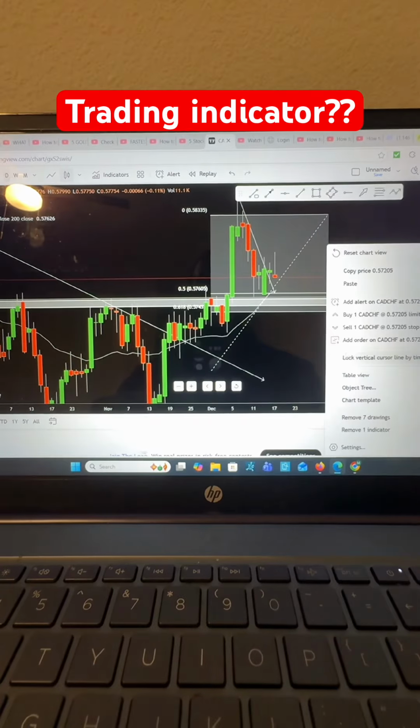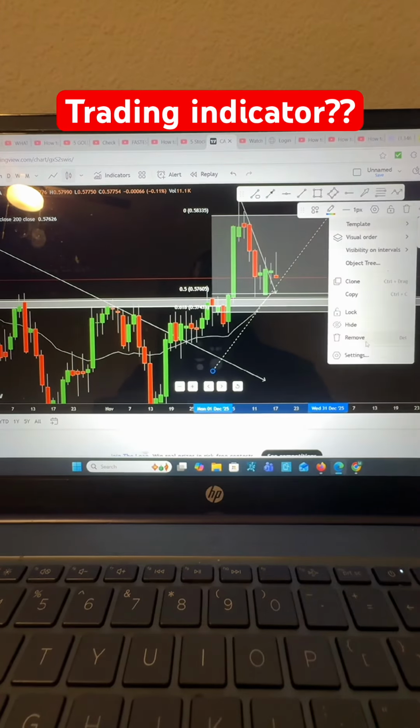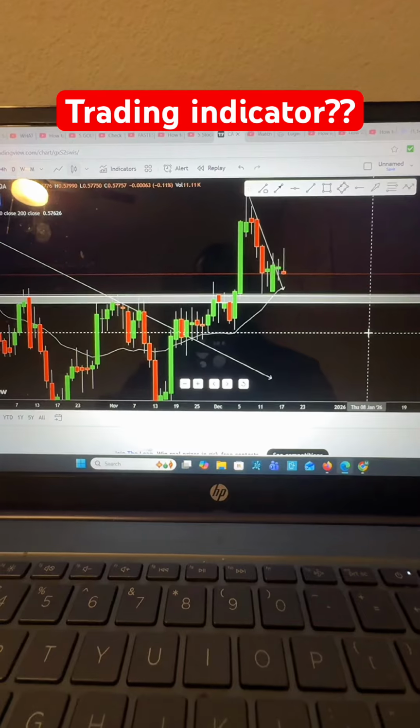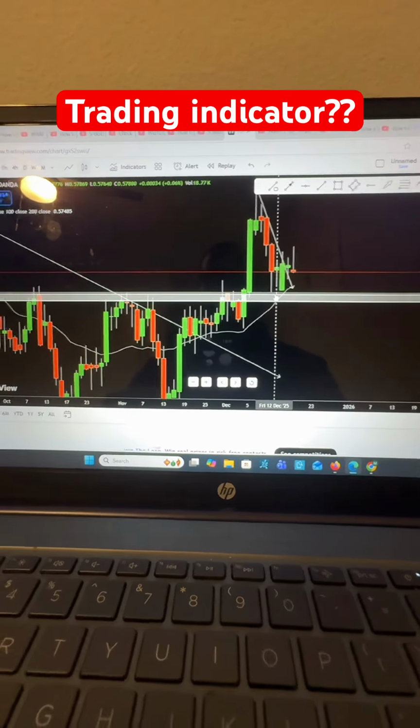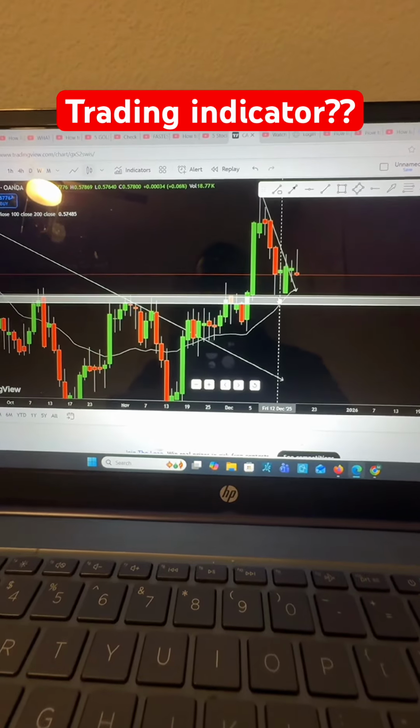I don't just use indicators on their own because they lag, and that's one of the reasons why I don't depend solely on indicators. They lag and they give false signals most times. So I believe I'll be able to convince you on indicators.